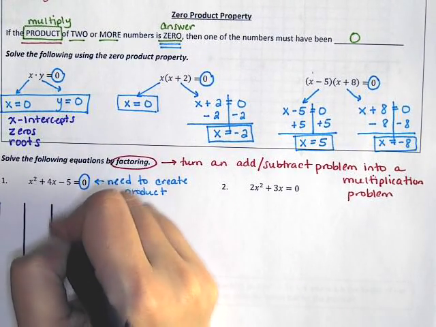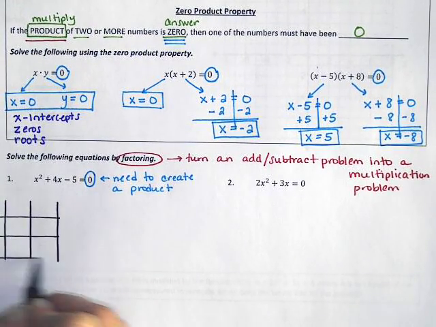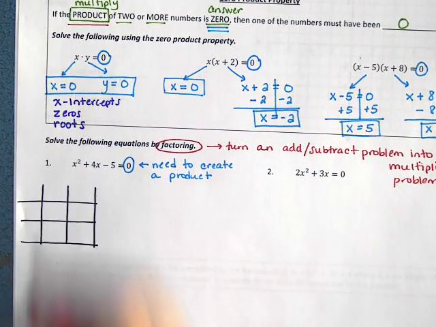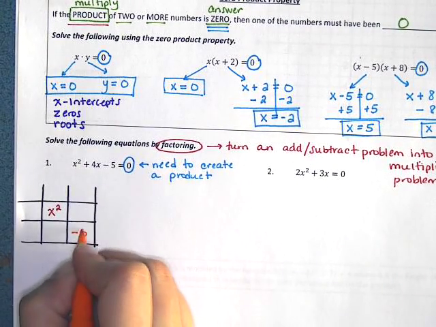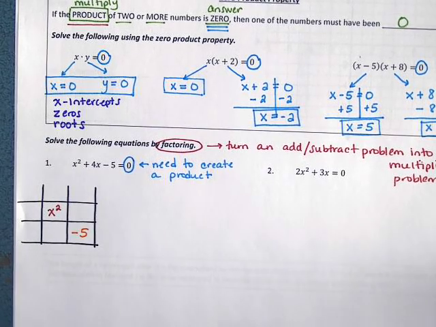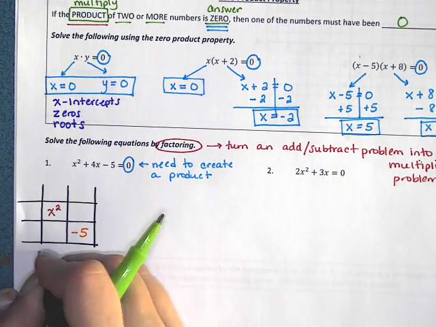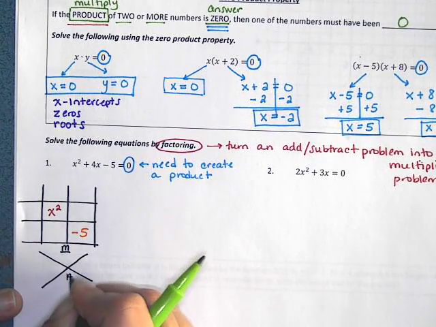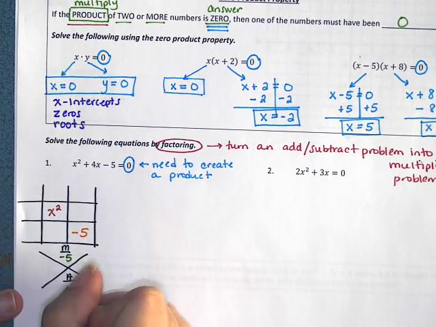Now when we factored, we drew boxes. The first term from our problem went in the first box, x squared, and the last term from our problem went in the last box, minus 5. Then we needed to fill in our middle boxes. So to do that, we drew a big X and we calculated our M and our A. Now our M in this problem would be -5 and our A would be 4.